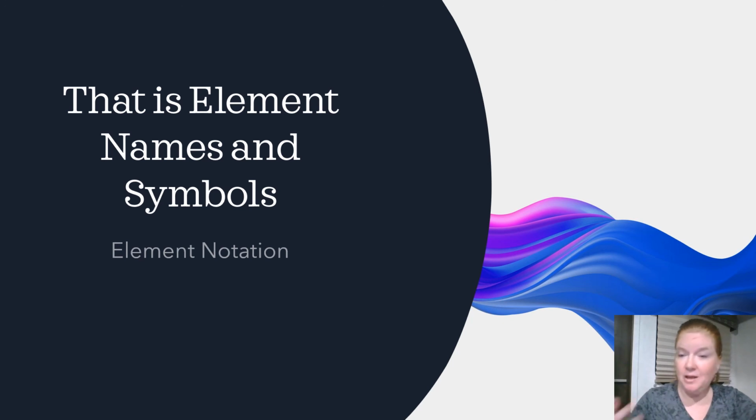And that's it. That's element names and symbols, the element notation. So hopefully you guessed it. I hope you learned something new today.